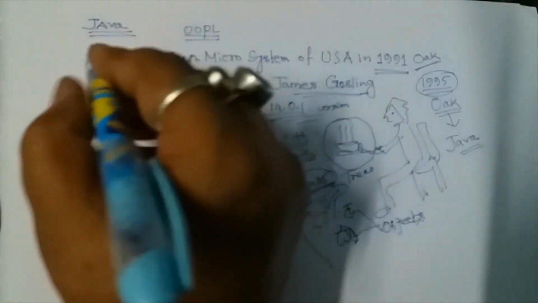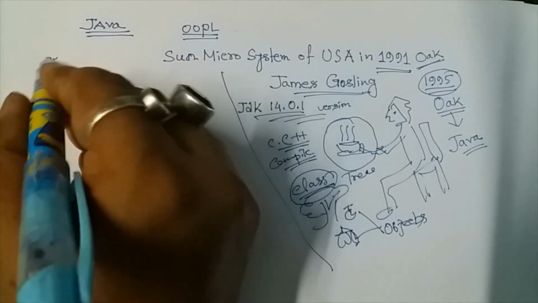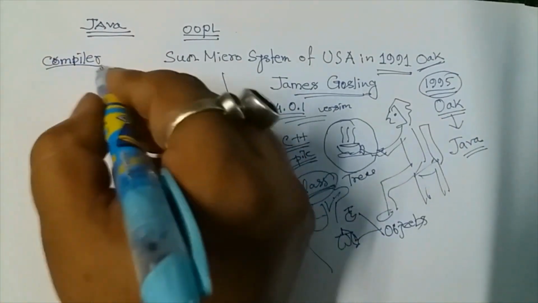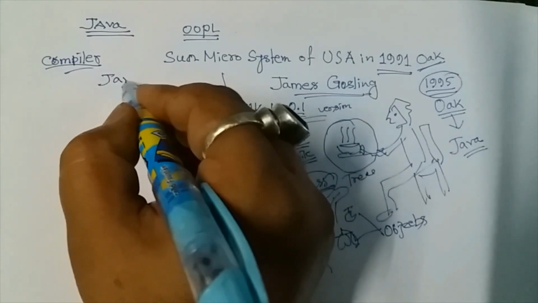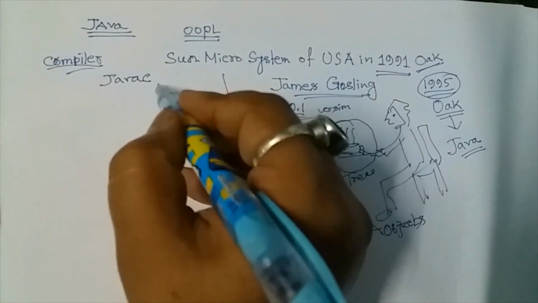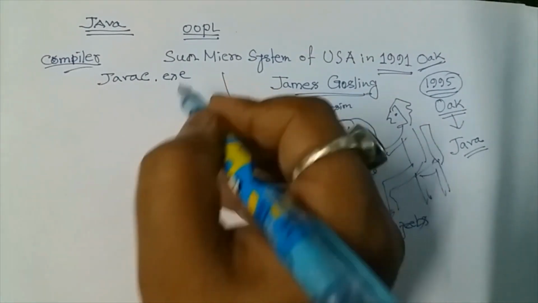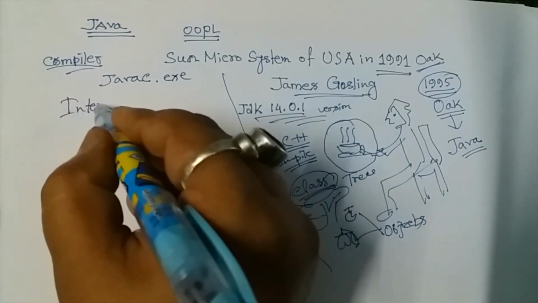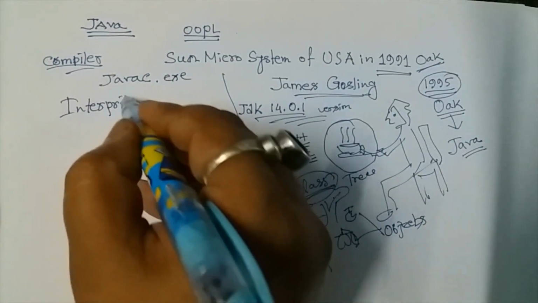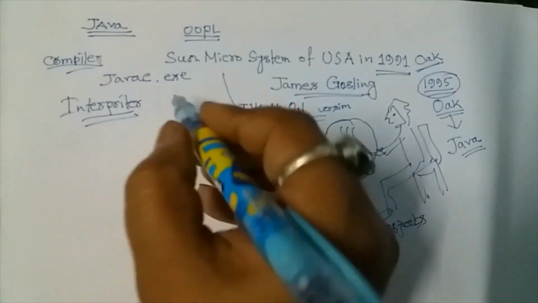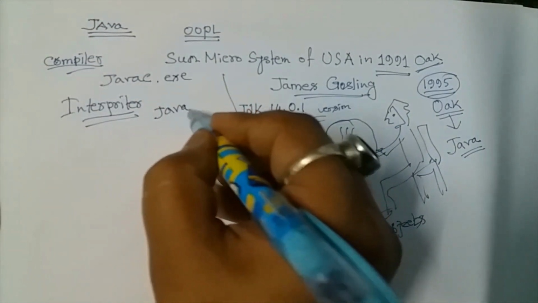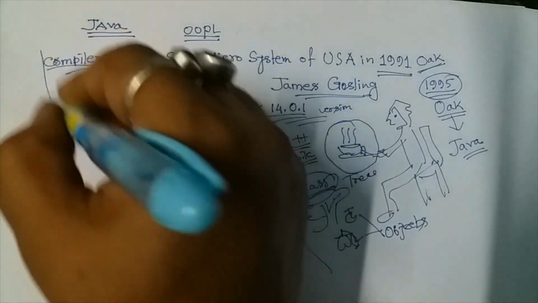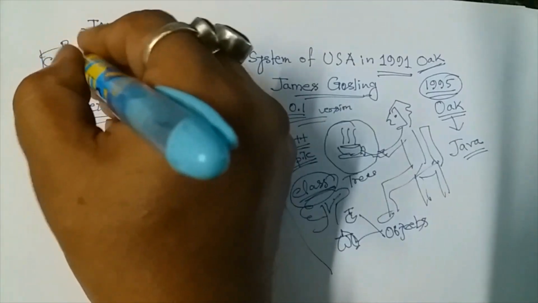The name of the compiler of Java is javac, javac.exe, and the interpreter name is java.exe. Both are in the bin folder.